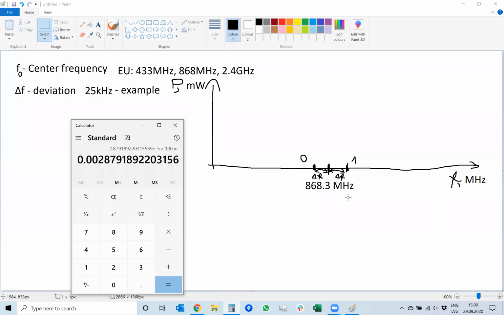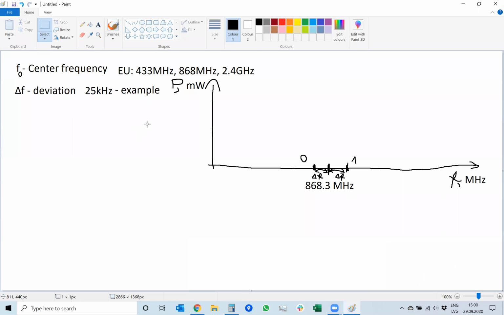This is why these are called narrow band signals, because the deviation, compared to the center frequency, is really, really, really small. So looking from a distance, it looks almost like one frequency. So the deviation is really small compared to the center frequency, and this is why they're called narrow band signals.